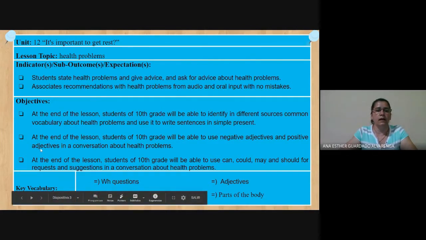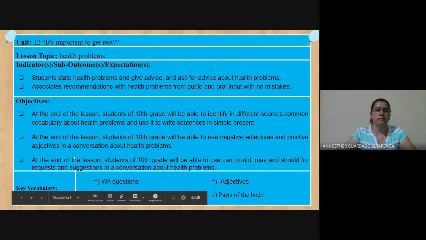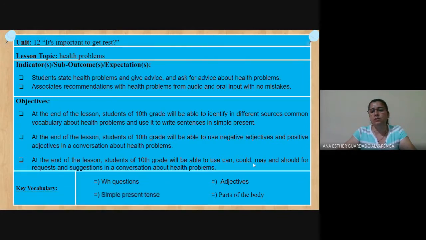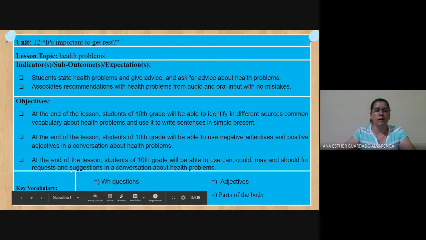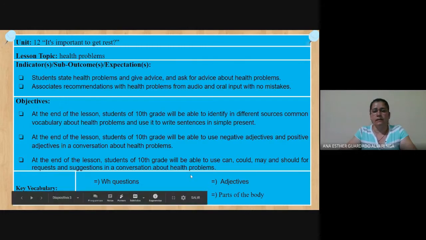This one and this have the same beginning for the objective, and it says that students will be able to use negative adjectives and positive adjectives in a conversation about health problems. The students of 10th grade will be able to use can, could, may, and should for requests and suggestions in a conversation about health problems. The three objectives are written considering the SMART objectives.